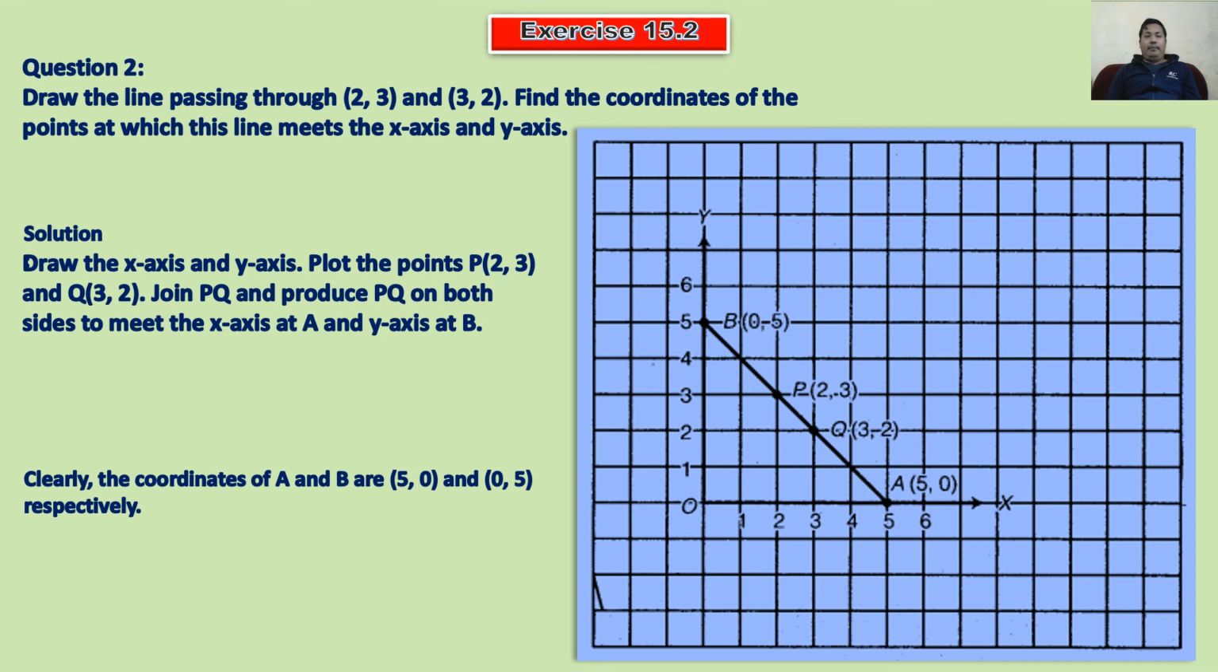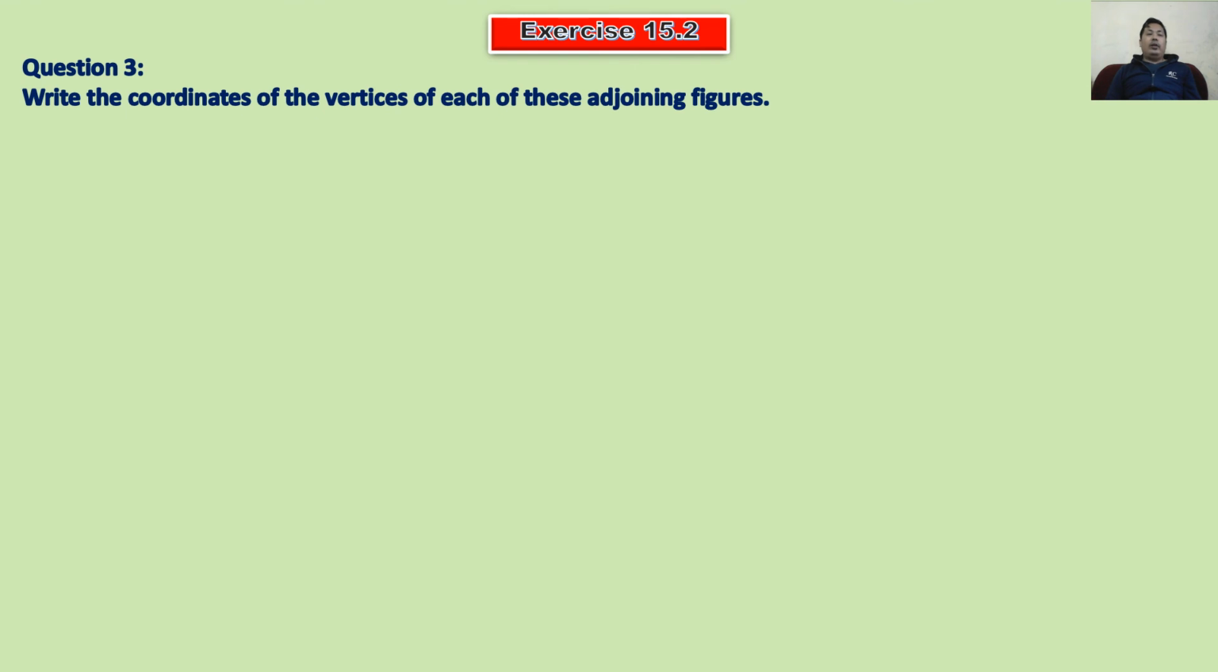So this is the graph of question number 2, and now we go to the next question, question number 3. Let us see what question number 3 is telling us. In the same exercise, question number 3 says to write the coordinates of the vertices of each of the adjoining figures. Here the diagram is given, and from that diagram we have to write the coordinates, that is, the values of x and y, putting them in brackets.